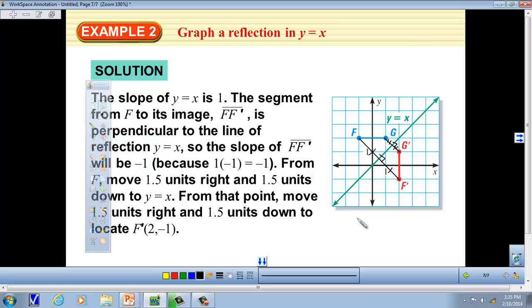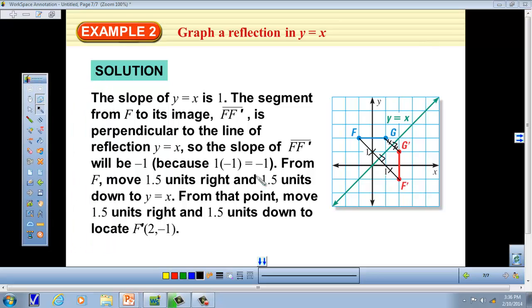And again, what you would do is you would just flip-flop. Or what you can do is you can look and go, I'm going down 1 to meet it here, so I'm going over 1 here. I'm going down 3 to meet it here. I'd have to go over 3 to meet it over here. Okay? A couple different ways to look at it.